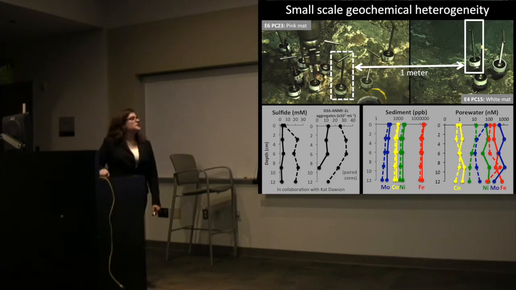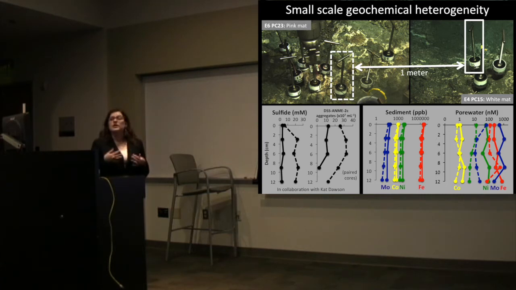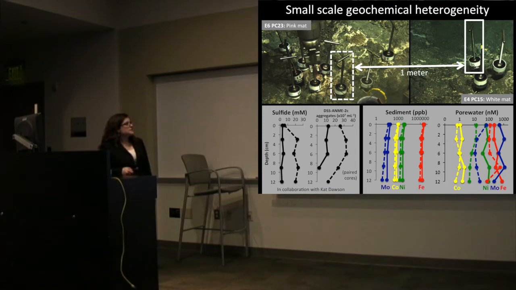We also explored some very small-scale geochemical heterogeneity between adjacent cores. Here you see this mat, which is a quite bright pink color coming from the cytochromes that are contained in these biogeochemical mats. And right next door, we have another mat that was a white mat. We looked at two of these cores, quite adjacent to each other, only 1 meter away. This core actually had lower sulfide and lower ANME-SRB aggregate counts, shown here. I measured by ICP-MS the metal content of both the sediment and the pore water.